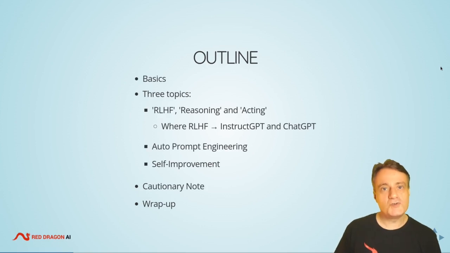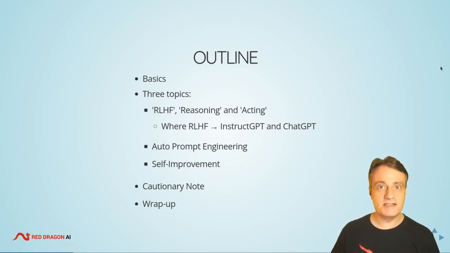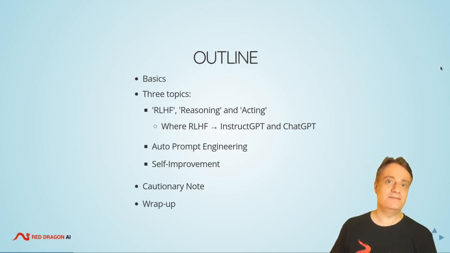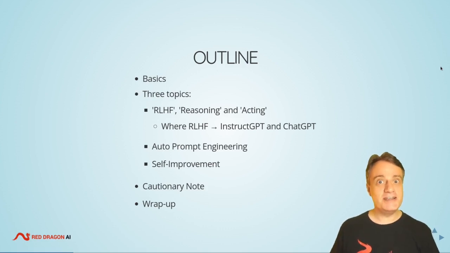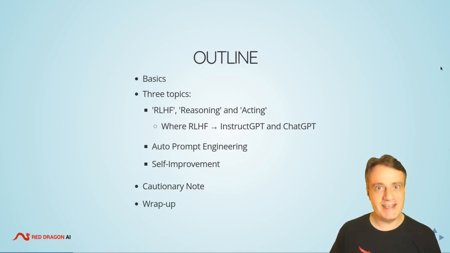So broadly, I'm going to talk through just a little bit about the basics of what these language models are, and then I'm going to cover three topics. The first of which is essentially how to make these things do what we want better, which includes reinforcement learning from human feedback, getting them to do reasoning and acting. So this is kind of an important thing, and in particular for InstructGPT and ChatGPT. And then I'm going to talk a little bit about a new research thing, auto prompt engineering, which is a cool thing coming, and also the idea of self-improvement, which is kind of one of the first examples where these models can actually teach themselves, which is kind of thrilling from an AI perspective.